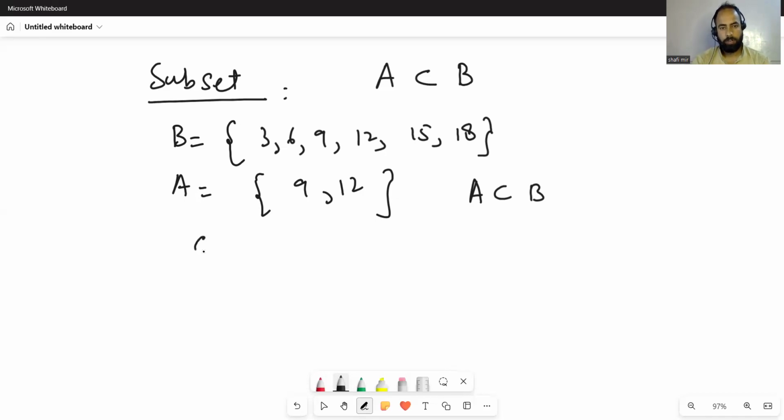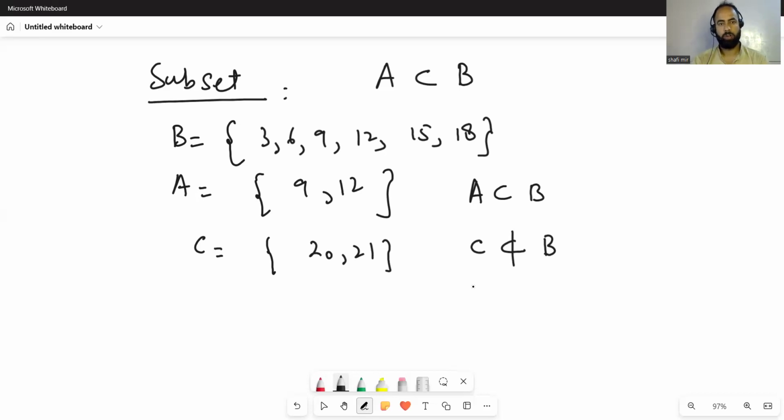Got it? Suppose I define set C like this: 20 and 21. Set C is not a subset of set B. I hope you understood it.